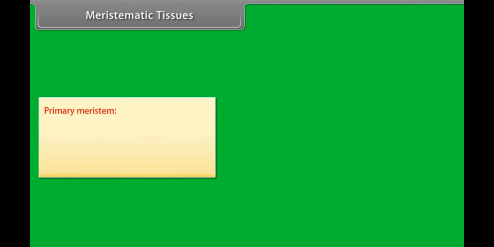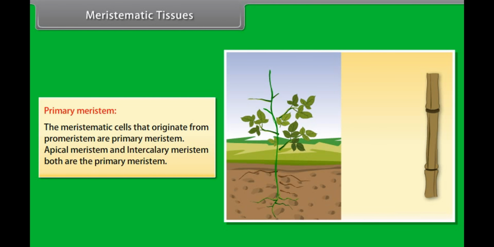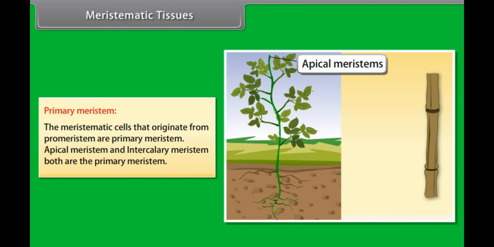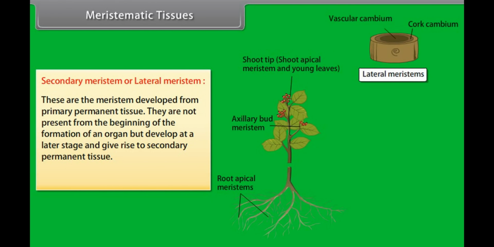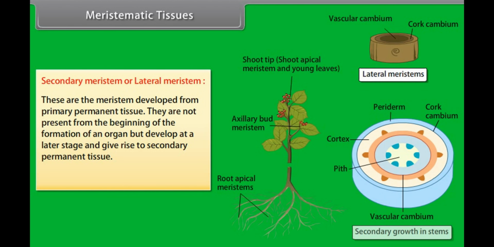Primary meristem. The meristematic cells that originate from promeristem are primary meristem. Apical meristem and intercalary meristem both are primary meristem. Secondary meristem or lateral meristem. These are the meristem developed from primary permanent tissue. They are not present from the beginning of the formation of an organ, but develop at a later stage and give rise to secondary permanent tissue. For example, cambium of roots.